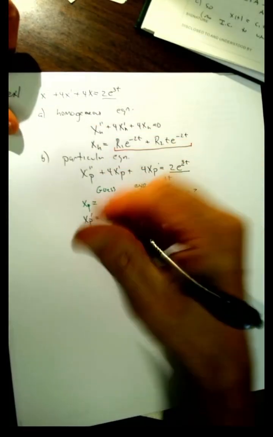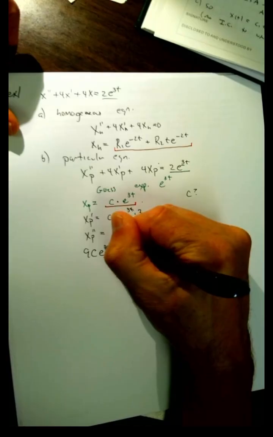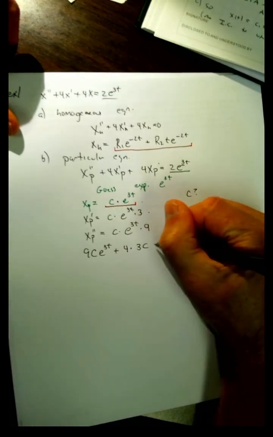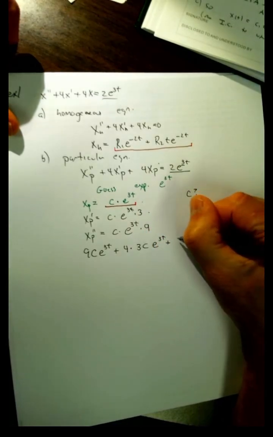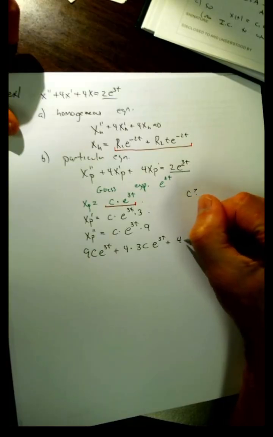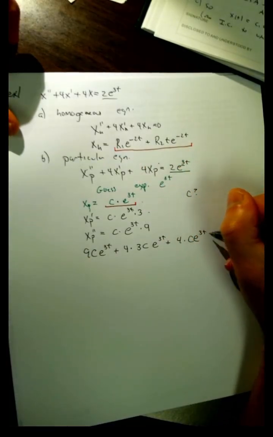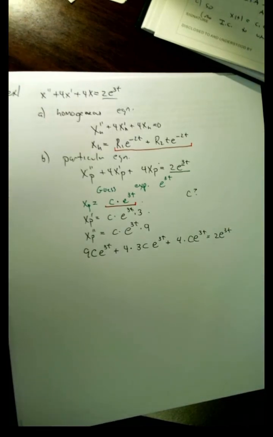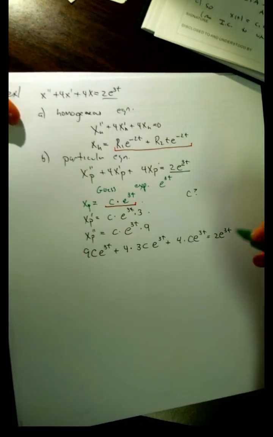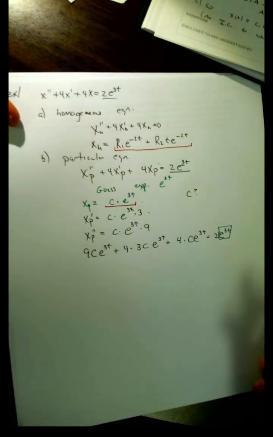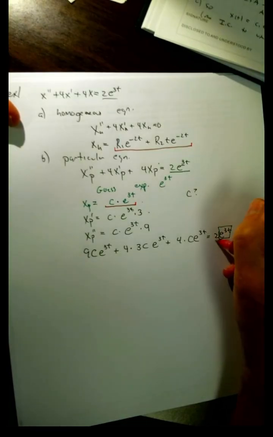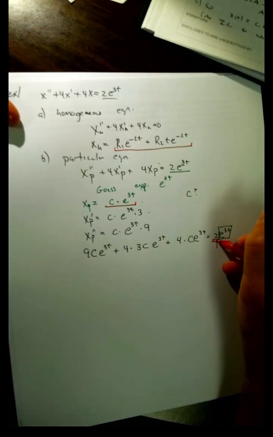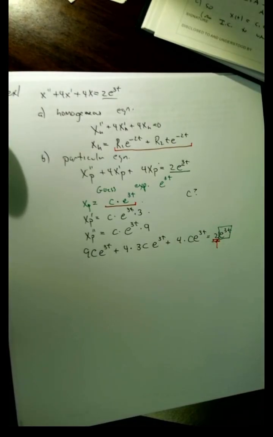If I plug this in, xp double prime is 9c e to the 3t plus 4 times xp prime, which is 3c e to the 3t, plus 4 times c e to the 3t, has to equal 2e to the 3t. And now I'm just going to play algebra games, and it's the same idea. If the left-hand side equals 2e to the 3t, then the coefficient on e to the 3t on the left has to equal 2.